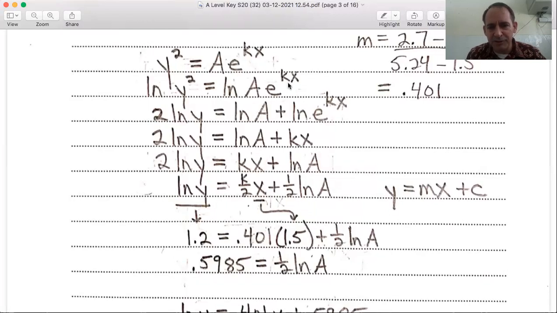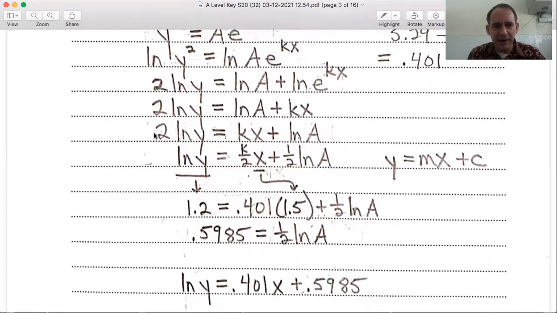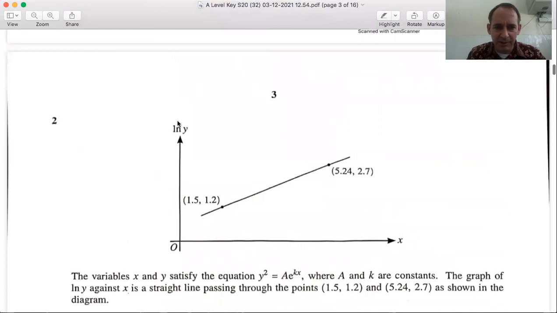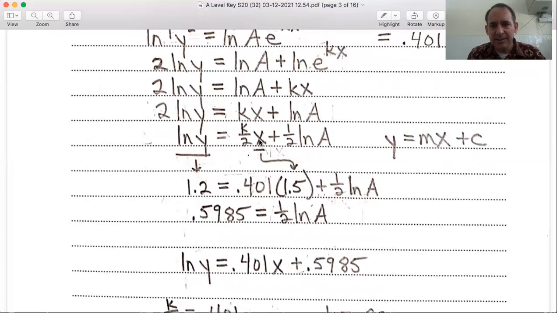Over here, when you ln both sides, remember, multiplication in your law of logarithms separates out to an addition of like logarithms. Then over here, the ln and the e cancel, giving you your kx. And here you can divide the 2 to the other side so that you get ln y by itself, which is what you want because you have ln y as your y-axis. And so you end up with k halves x plus 1/2 ln a. This fits our y equals mx plus c, where the k over 2 is our slope and the 1/2 ln a is the plus c.